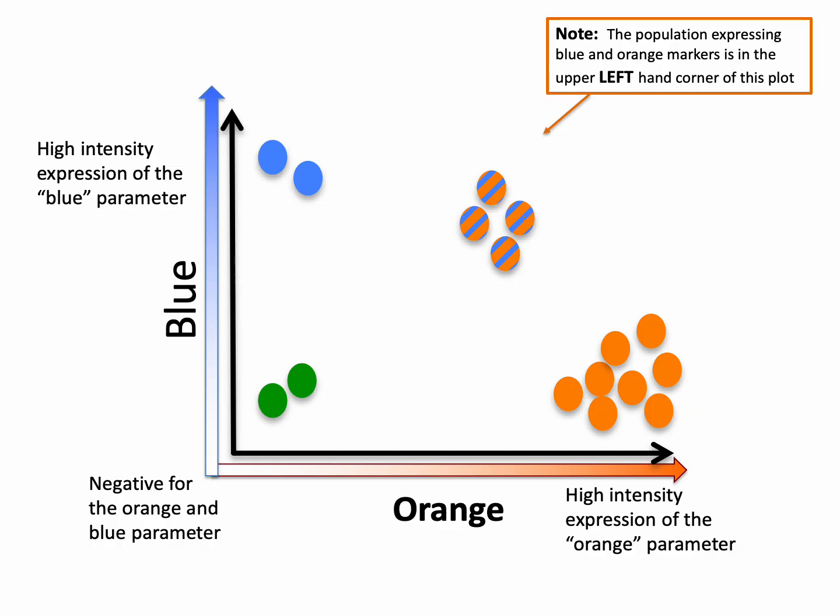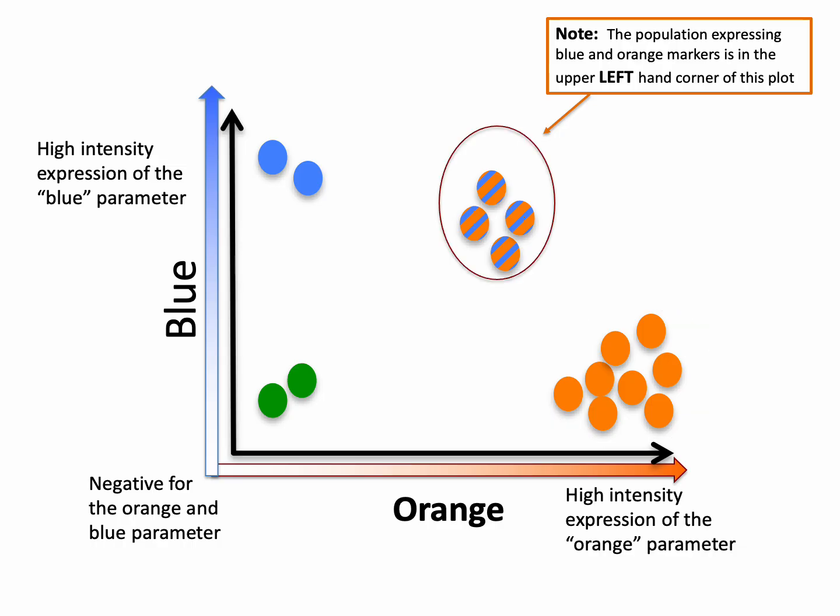So let's take a look at the different cells that are present here. We have 2 green cells, and these are at the base of both the blue and orange axes and are negative for both these parameters. Contrasting with that, we have 2 events that are present in blue. They are, as expected, high intensity along the blue axis, but are negative for the orange marker. We have a significant proportion of cells here in orange. These are high along the x-axis, indicating positivity for the orange marker, and are negative along the blue axis.